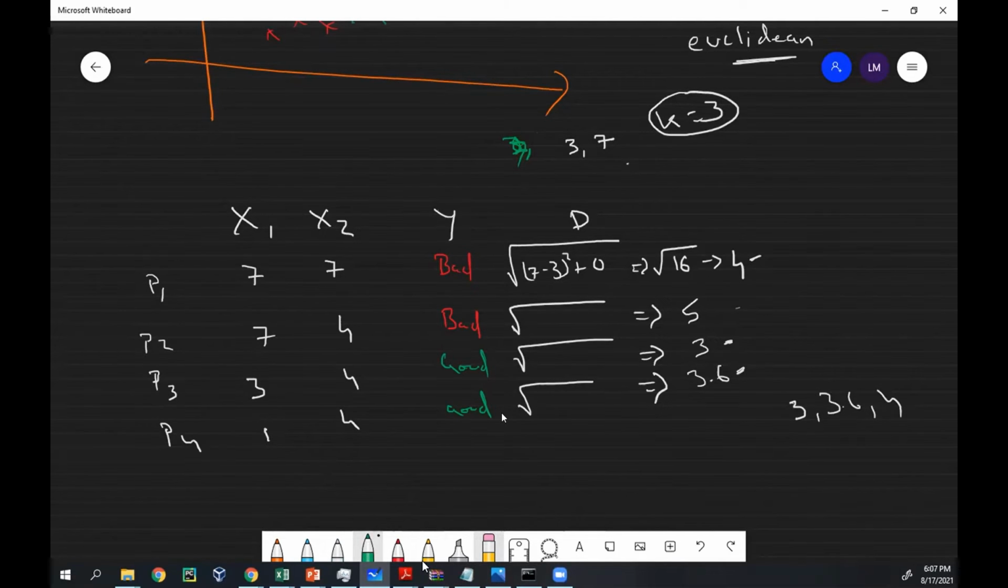So what does this represent? 3 and 3.6 are from green, which is good quality, and this one is from red. So what we can say is the given tissue paper with 3,7 belongs to the green category, or sorry, the good category. Yes, it belongs to the good category. Understood, guys? So this is what we have done until here.